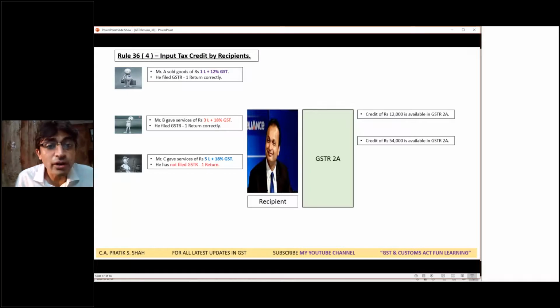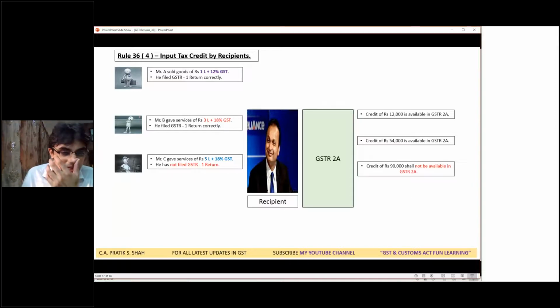C did not file GSTR1. So this 90,000 never ever came in the recipient's GSTR2. It never came in recipient's GSTR2. So Anil sir cannot see it in his GSTR2.